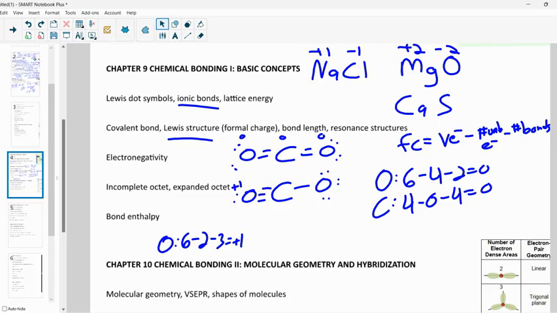Carbon is bonded the same way, right? It still has 0 unpaired, and it has 4 bonds. So that one is going to be 0. This oxygen: 6 valence electrons minus 6 unpaired minus 1 bond, minus 1.